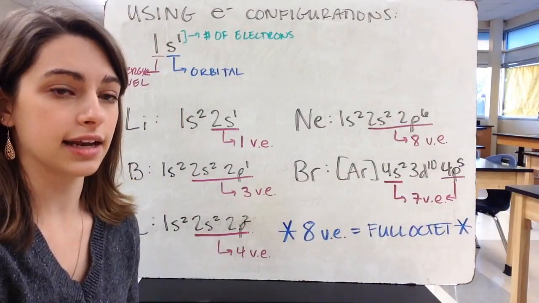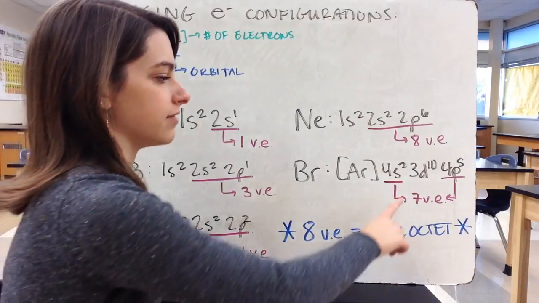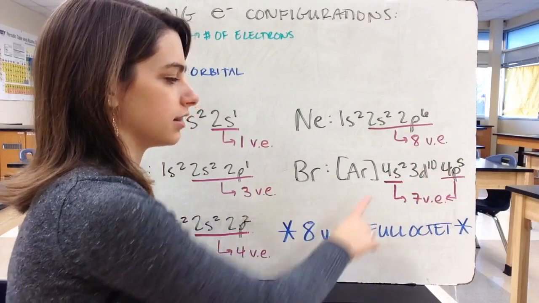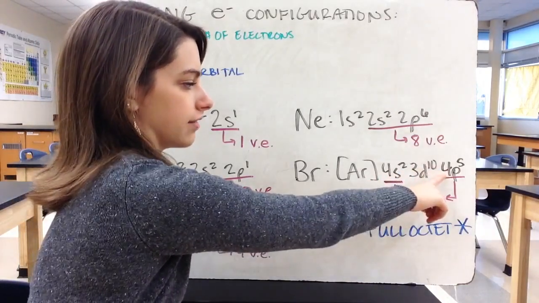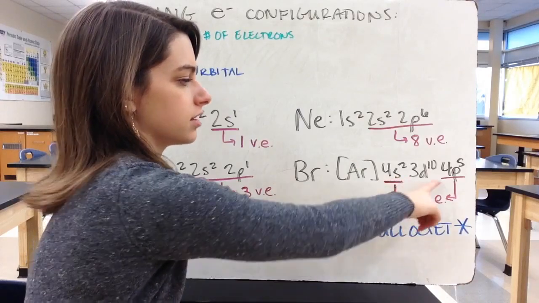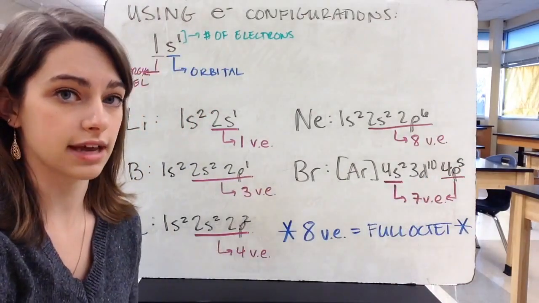So if we're looking at the end of this electron configuration, notice my valence electrons aren't right next to each other in the electron configuration. They're in the 4th energy level. So it's the 4s that gives us 2 of our valence electrons, and our 4p gives us our other 5 valence electrons for a total of 7.